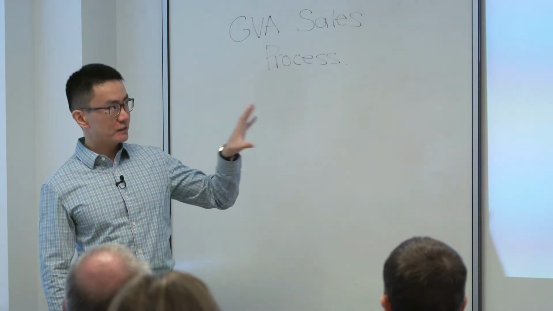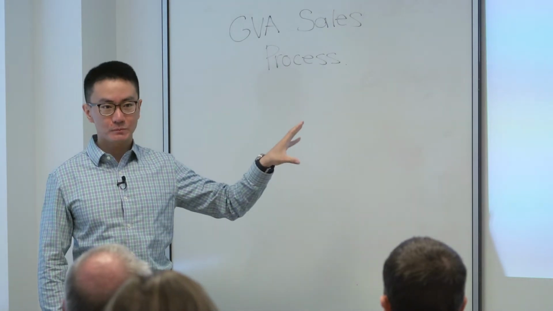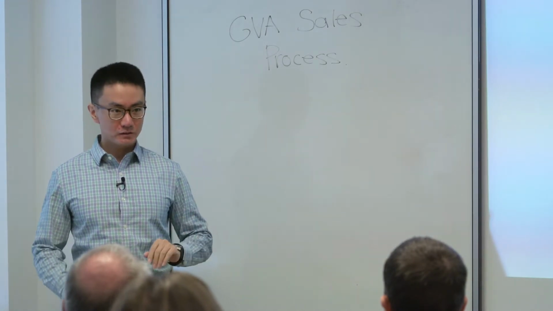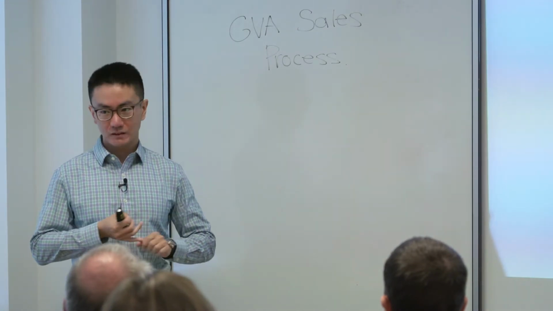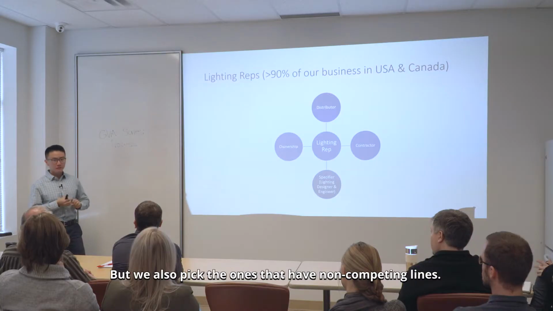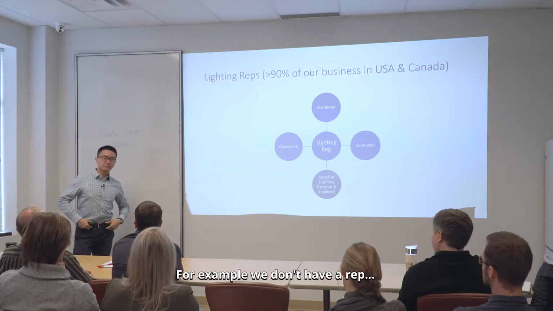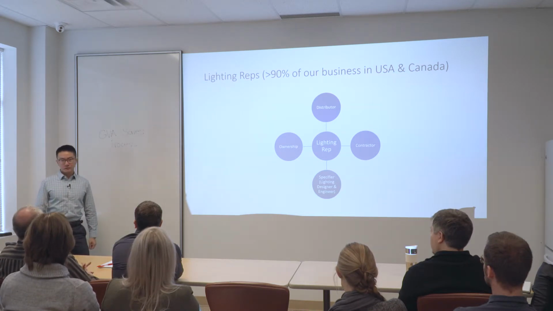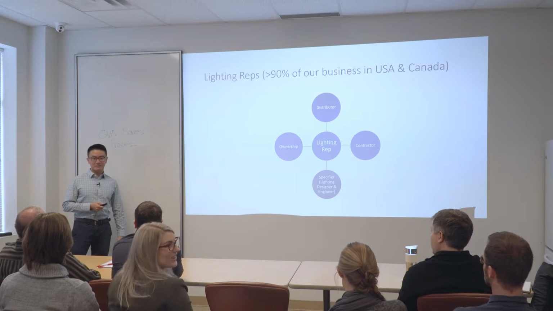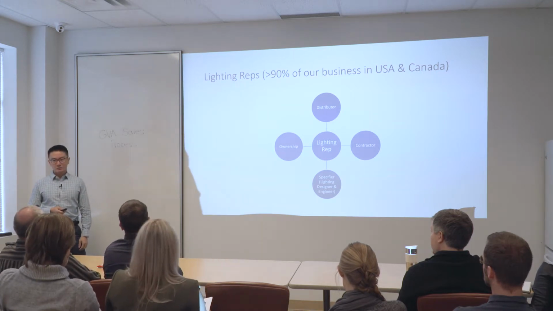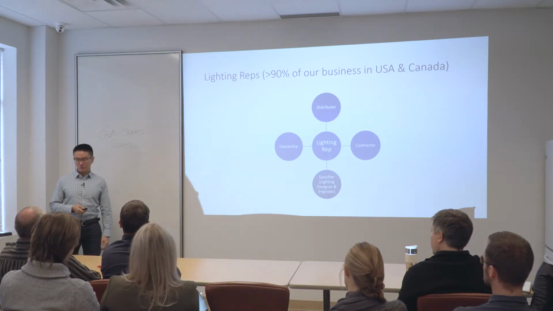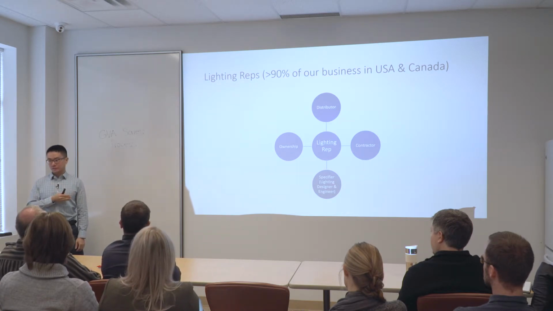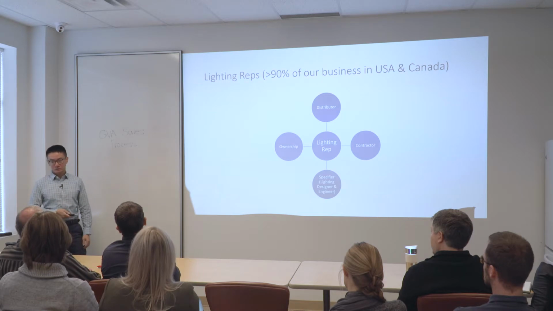But also, in the interest of lighting reps, they want to have as many duplicating lighting manufacturers as possible, because if they get fired by a manufacturer, they have other options. We also pick the ones that have non-competing lines. For example, as far as I know, we don't have a rep that carries Lumen bulbs, right? So we actually do in Texas. Yeah, Victor, it's a good question. We actively make sure, at least with the new reps we sign, that they do not carry our major competitors.